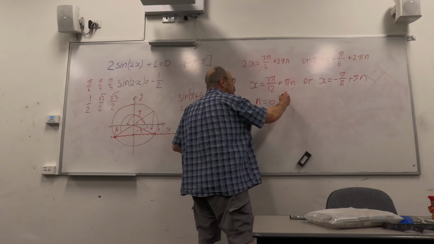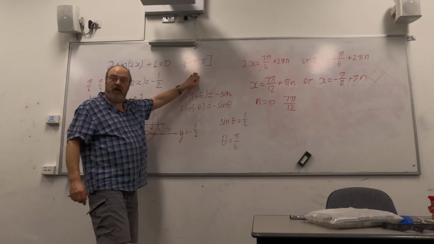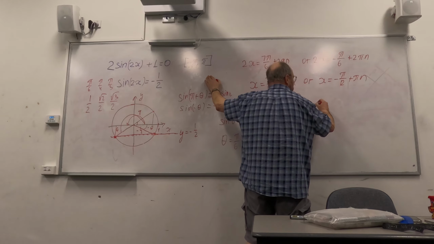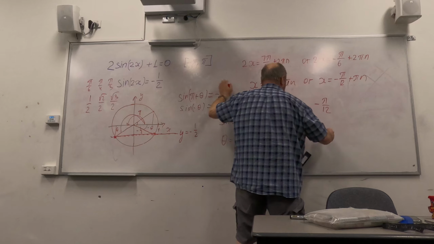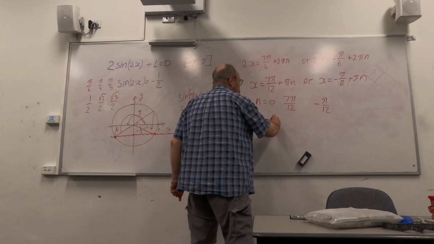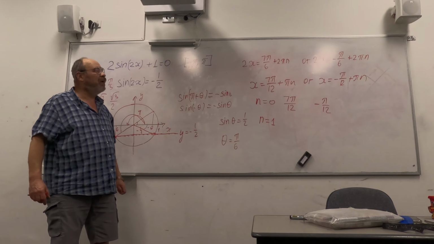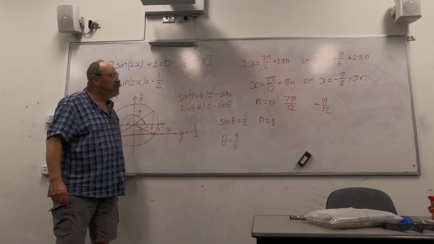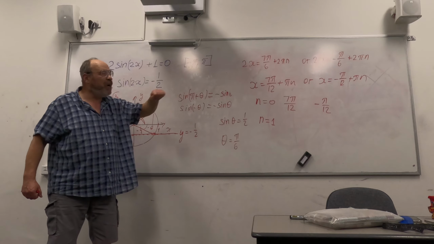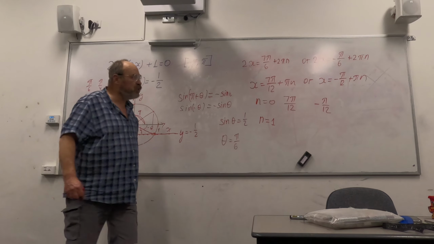Let's take n equals 0. We have 7 pi on 12. Is 7 pi on 12 in the interval? Yes. And we have minus pi on 12. In the interval? Yes. Now we take n equals 1. 7 pi on 12 plus pi gives 19 pi on 12. Is it in the interval? No. But minus pi on 12 plus pi gives 11 pi on 12, which is in the interval.